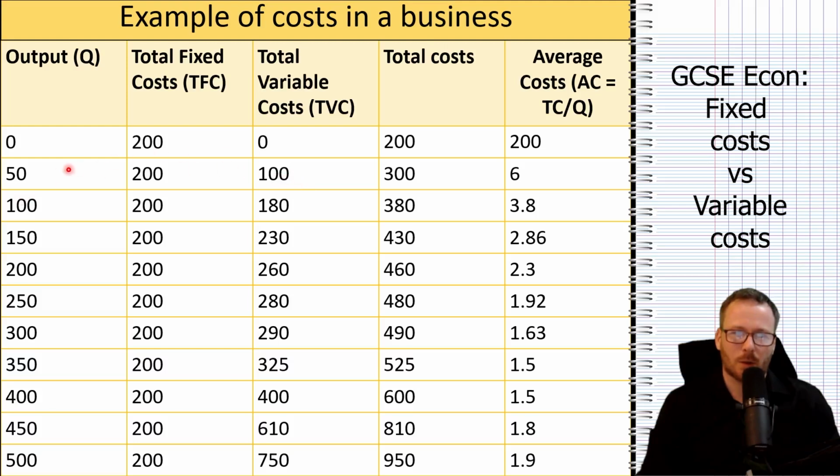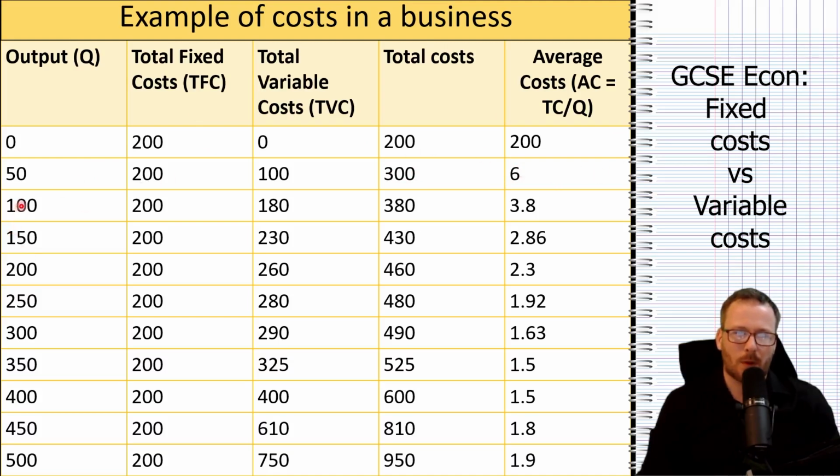Variable cost is $2 per item. So our total costs for this company are 300. Okay? So we paid 300 for making our items and for the factory rent, and we made 50. So the average cost is now 6: 300 divided by 50. But look at this.